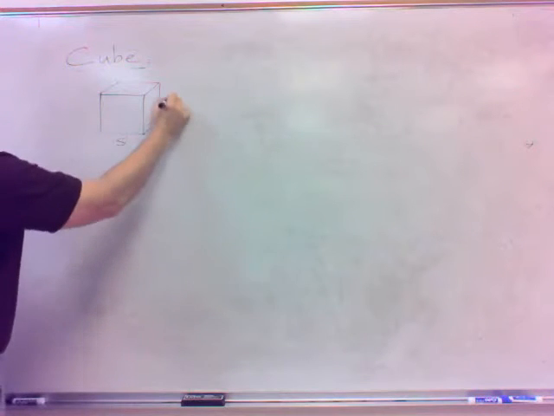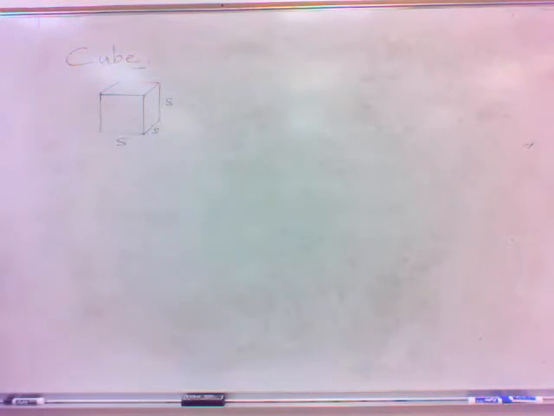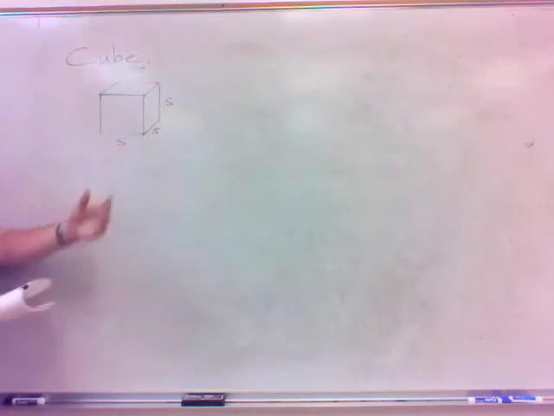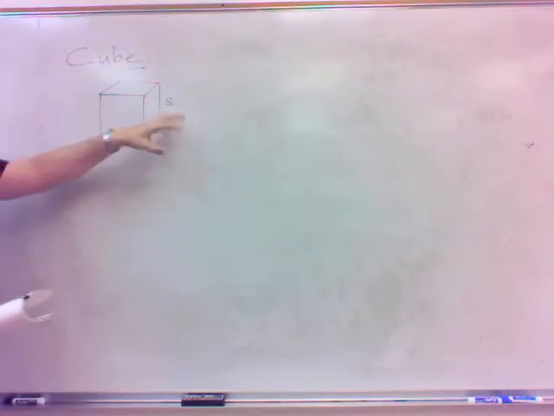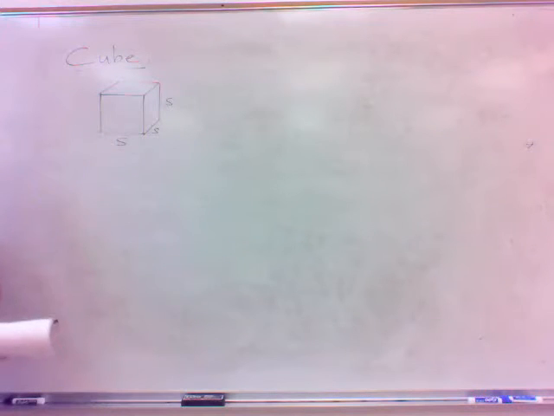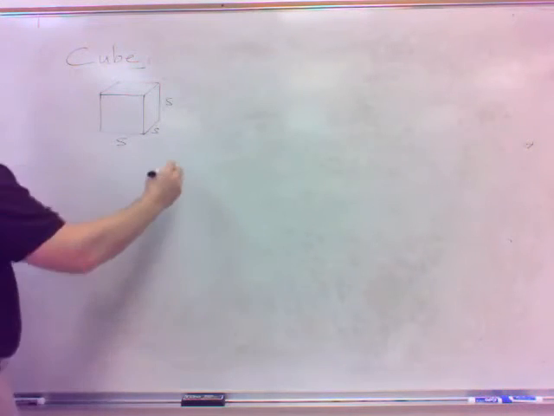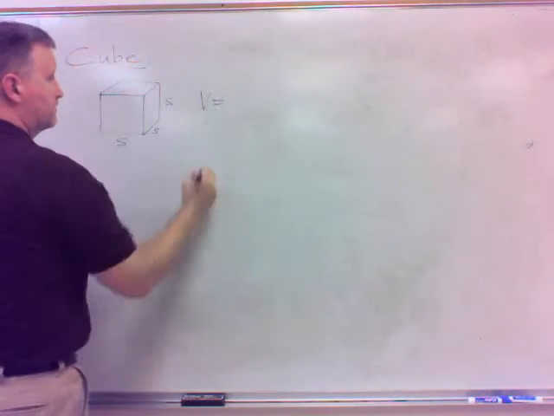Everything is the same lengthwise on the side length. Usually they just label it with an S. This side is the same as that side, is the same as that side. They're all three equal in size. So what does that mean for volume and surface area?